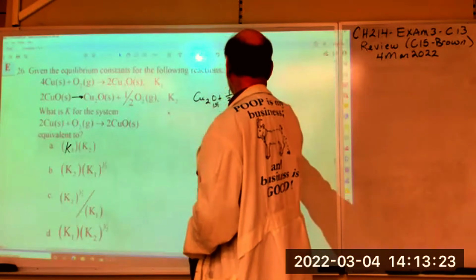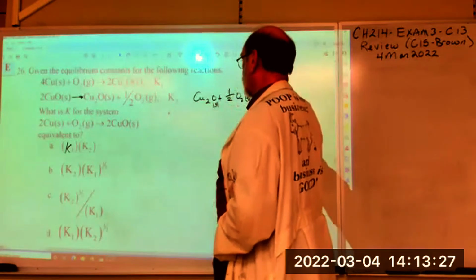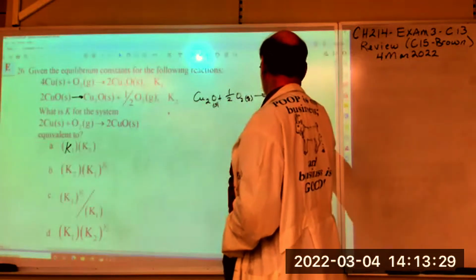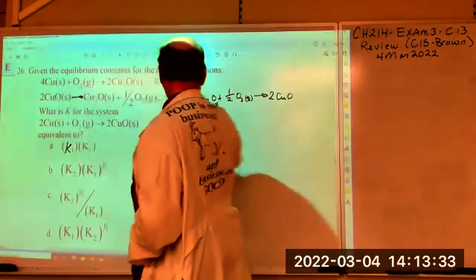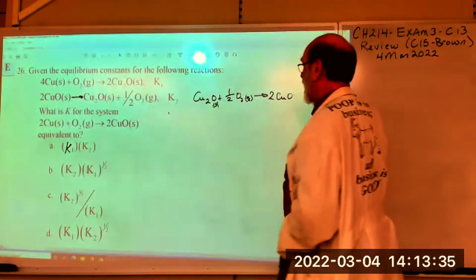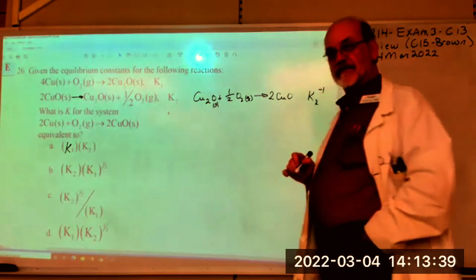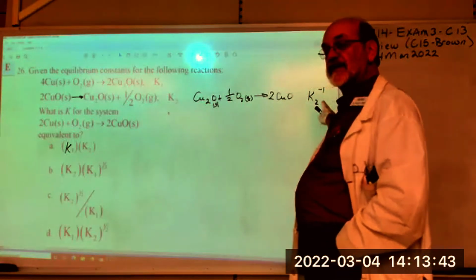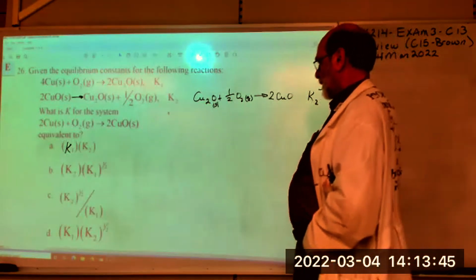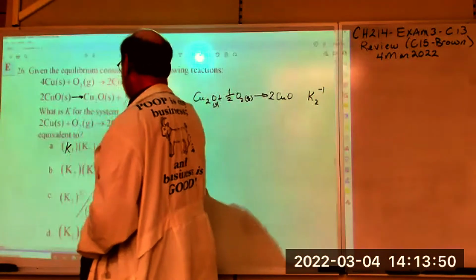Solid, it's a gas. And this yields 2 CuO. And we need 2 of them, right? So that's good, except that now the K becomes, but when you flip your equation, you take the inverse of your K. Okay, so we got this one taken care of.